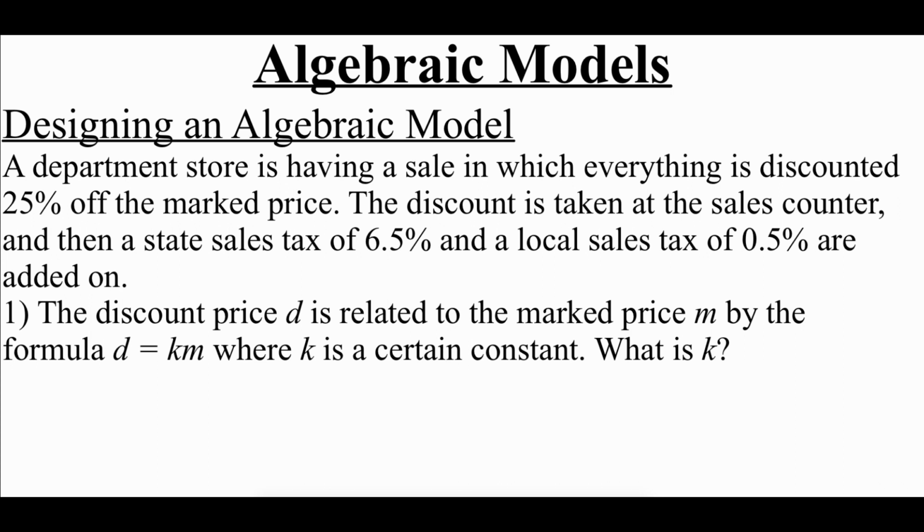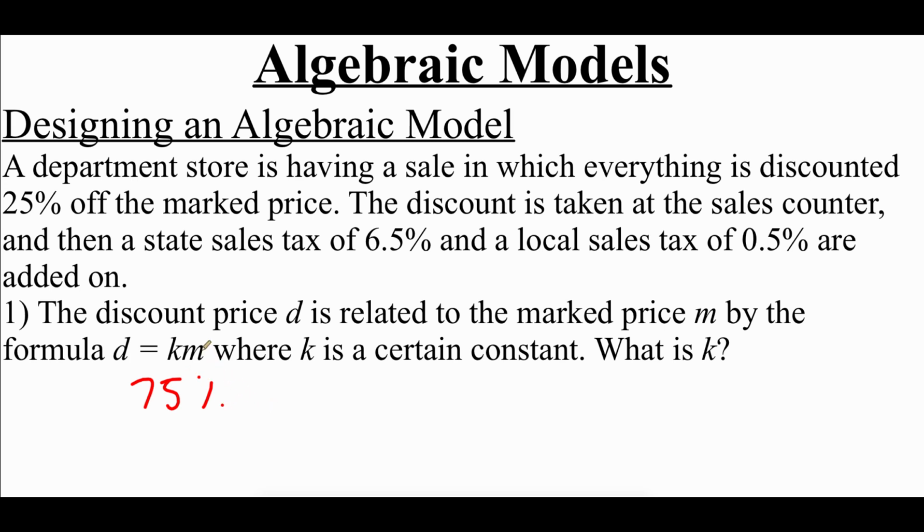The first thing we're looking at is that the discounted price, which we're going to call D, is related to the marked price, which we're calling M, and they're related to each other by the formula D equals K times M. K is going to be some constant, and what we want to do is figure out what K is. It says in the setup for our problem that everything is discounted by 25%. So that K value is actually going to be the percentage that we're actually paying. If we're taking 25% off, then we're actually paying 75% of the actual price.